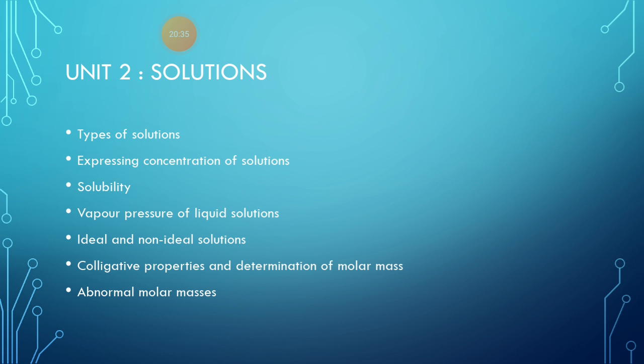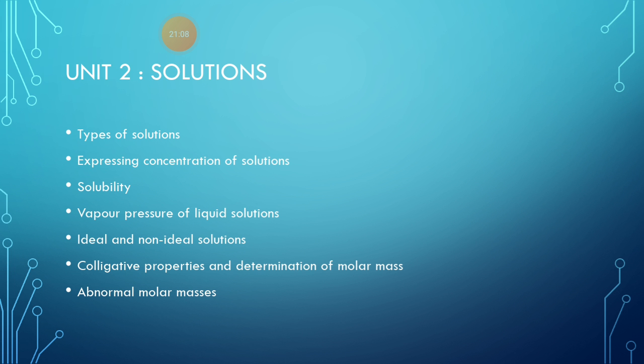We are going to learn the elevation in boiling point, depression in freezing point, osmotic pressure and the lowering of vapor pressure, and by using these we are going to calculate the molecular mass of the solute present in the solution. And finally we are going to learn about abnormal molar masses, and in this we are going to learn about the Van't Hoff factor.